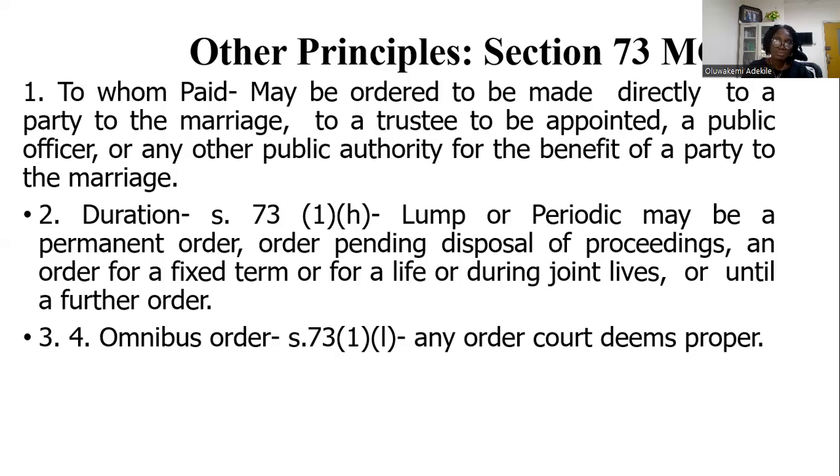It might say that you should pay the periodic sum for the next 5 years, after which maybe it's for the child, for instance, by that time the child could have finished school and started working, or even for a spouse. So it could be for a fixed time, it could be for life, it depends on the circumstances of the case. If you have a child that is, for instance, handicapped and will not be able to fend for himself or herself, it's possible that the maintenance order could be for life with respect to that child. It could be for the joint lives of the parties, or if other order is made.